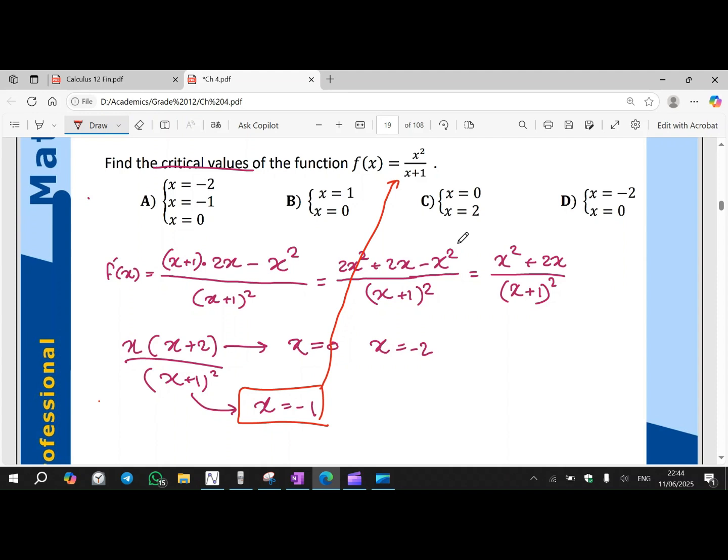We write it in the table. It will be a border between increasing and decreasing sometimes, most of the times, but it cannot be critical. Then if I put negative 1 here in the original function, I will get 1 over 0, which is undefined. Then x equal to negative 1 is not critical, it is a vertical asymptote. That means we have two critical values, 0 and negative 2. D is the correct answer. So be careful to not go to choice D.